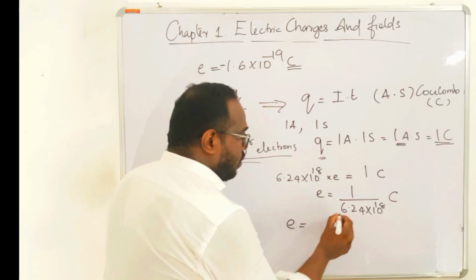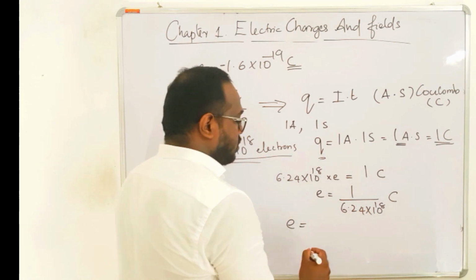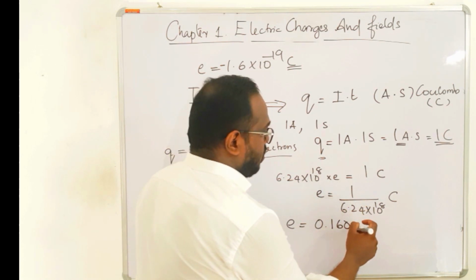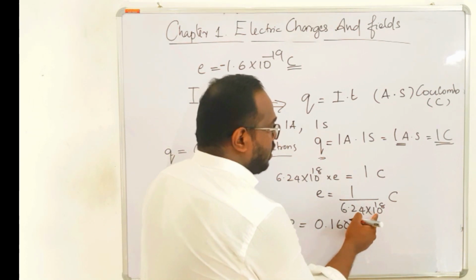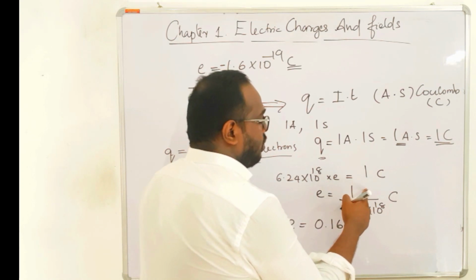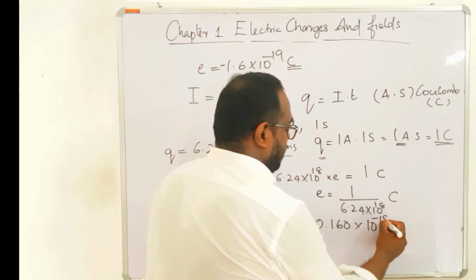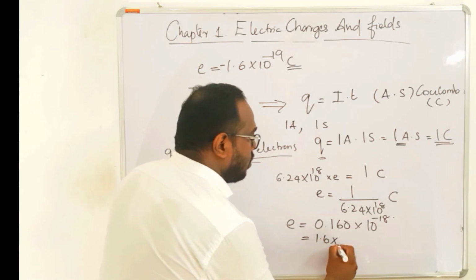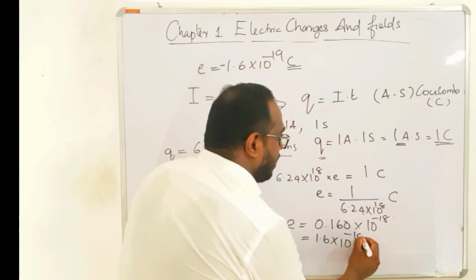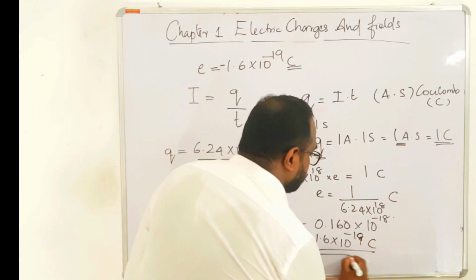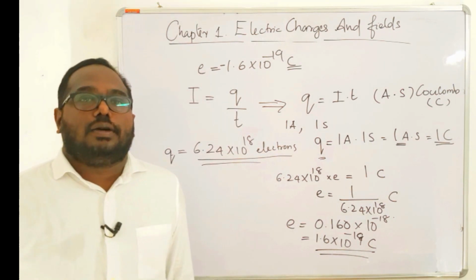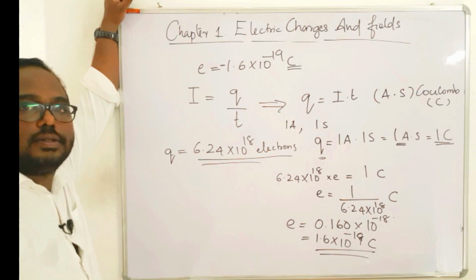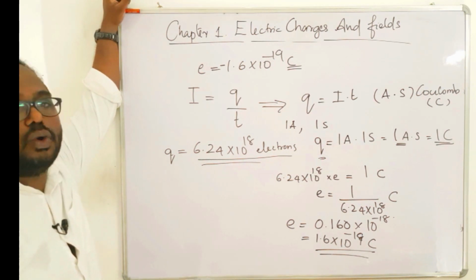So e is equal to, when you divide 1 by 6.24, 0.160, into 10 raised to 18 coming to the numerator, it will be 10 raised to minus 18, right? And this you can write as e is equal to 1.6 into 10 raised to minus 19 coulomb. So this is the charge of 1 electron. Okay? Note this. You can make a note of this. This is how we calculate the charge of 1 electron.